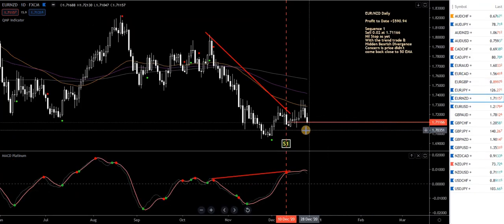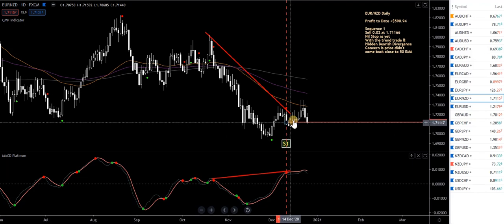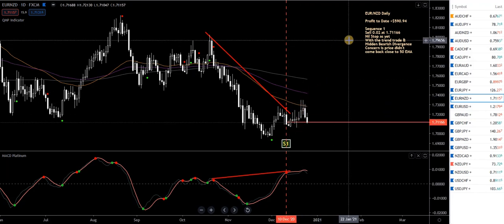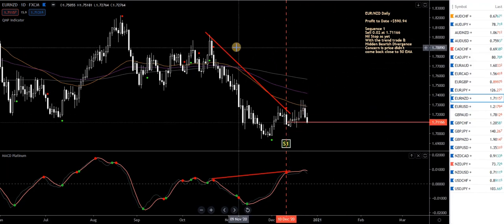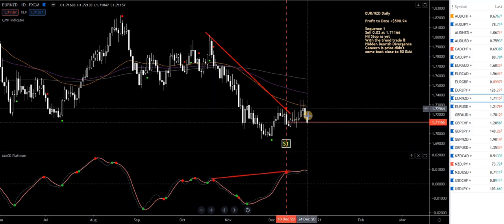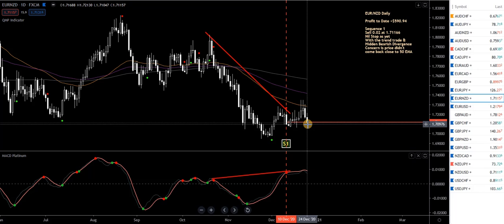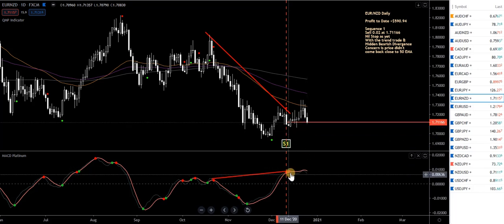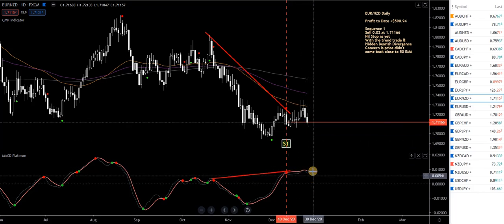Euro New Zealand in a sell here. Went against me. I didn't have a stop in place because it's got hidden bearish divergence based on that. You can see it there clearly, no stop. And it's now heading down to the entry level, which is good. And the MACD Platinum starting to roll over to the downside, which is good. So hopefully that'll continue down and get us some profit.